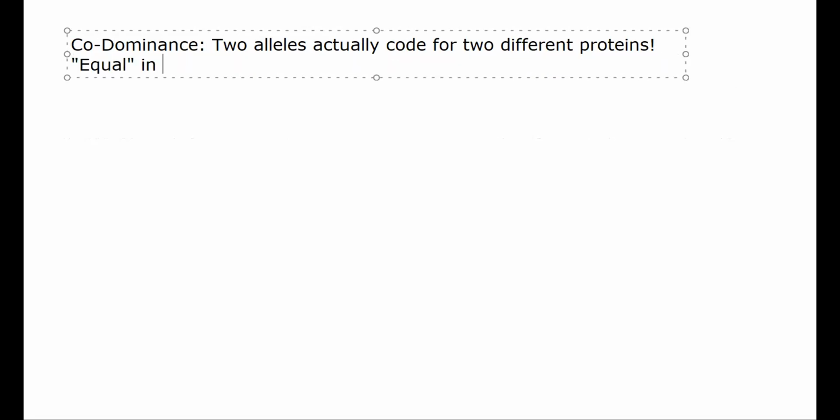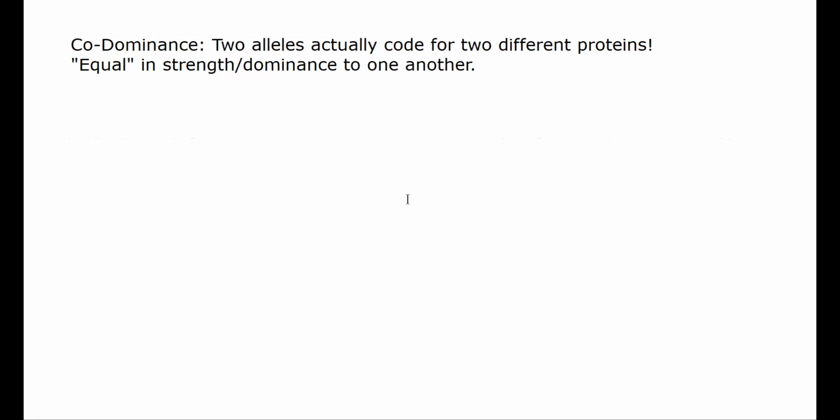In co-dominance, two alleles actually code for two different proteins, okay? And they are equal in strength or dominance to one another.